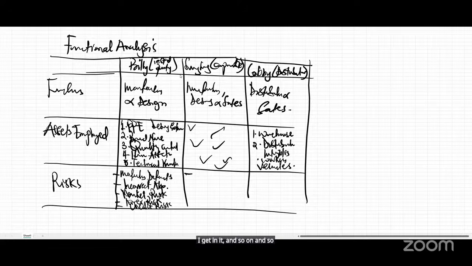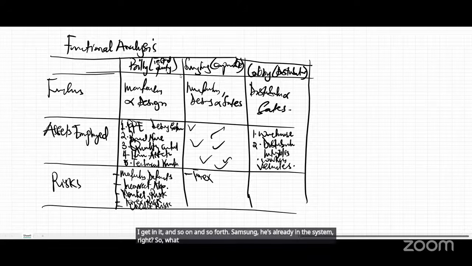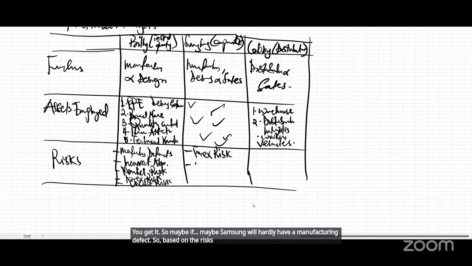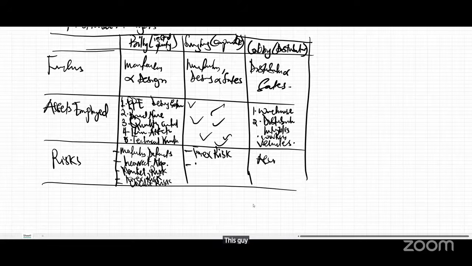Samsung, dear, is already in the system, right? So the risk Samsung can face may be only forex risk, right? But the other risks, it has been in the system for a long time, right? So people are there, they already have the market. Do you get it? So maybe Samsung will hardly have a manufacturing defect. Based on the risks, this one too can face accidents. Are you getting it? And other things.